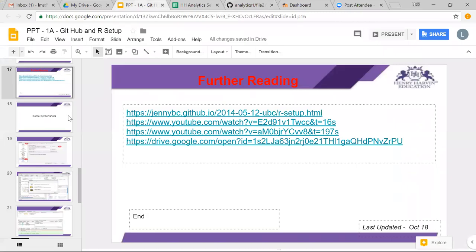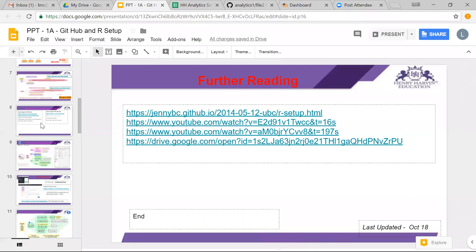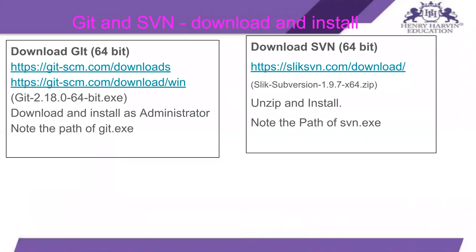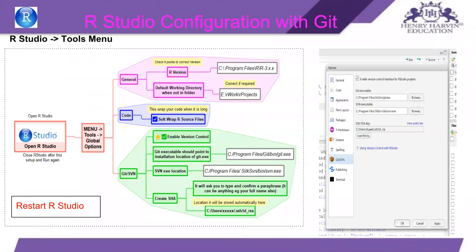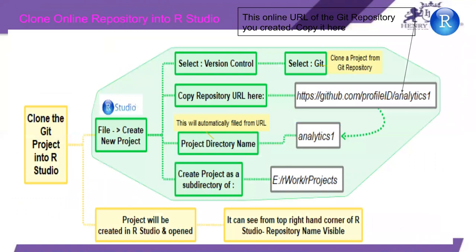So let me just take you back again and tell you the critical points of installing Git here. The points to remember here are, firstly, you should be able to download the relevant Git and SVN version from the URLs mentioned in this particular slide here, and you need to see that Git and SVN have been correctly configured in your RStudio. You have to create an SSH key, which is non-mandatory, but if you create it, it is better. You should restart your RStudio after that. You should have your Git profile and create any analytics project repository there.